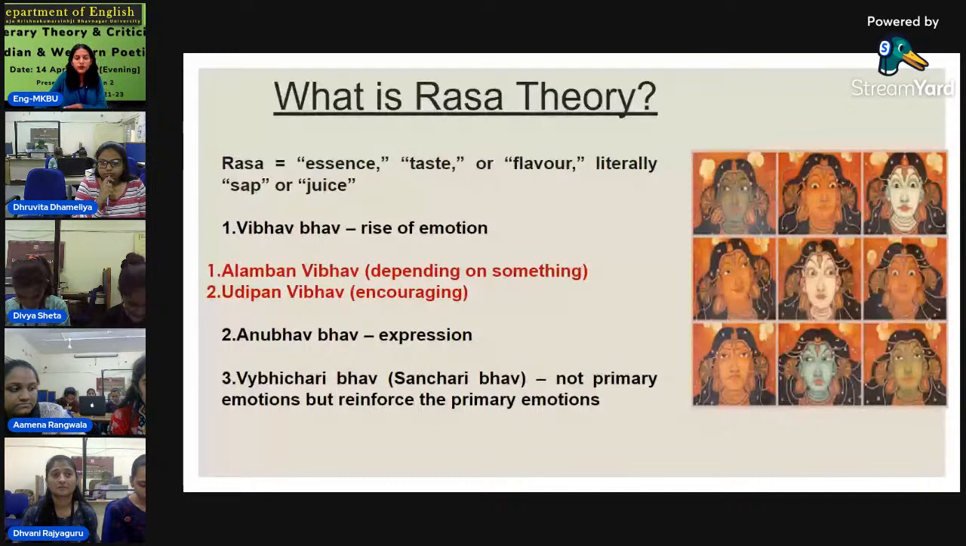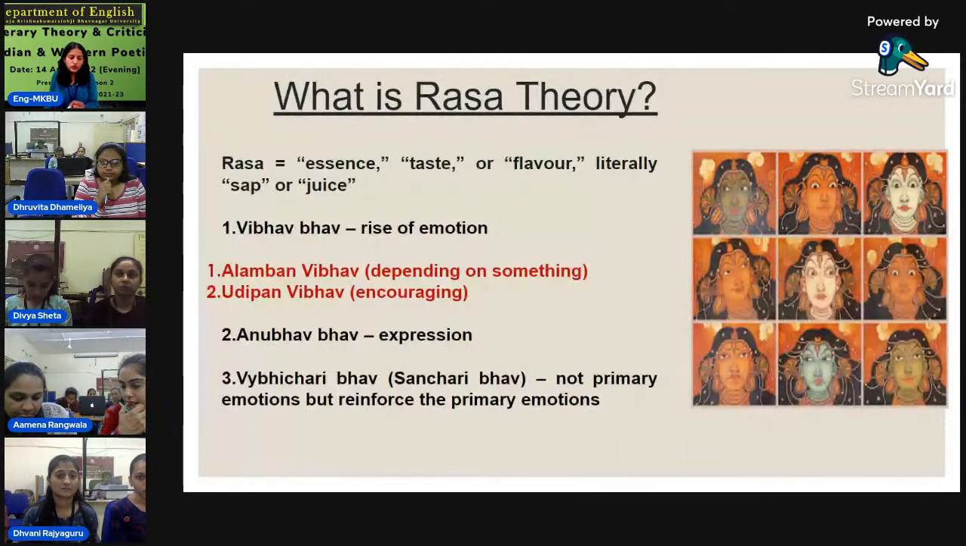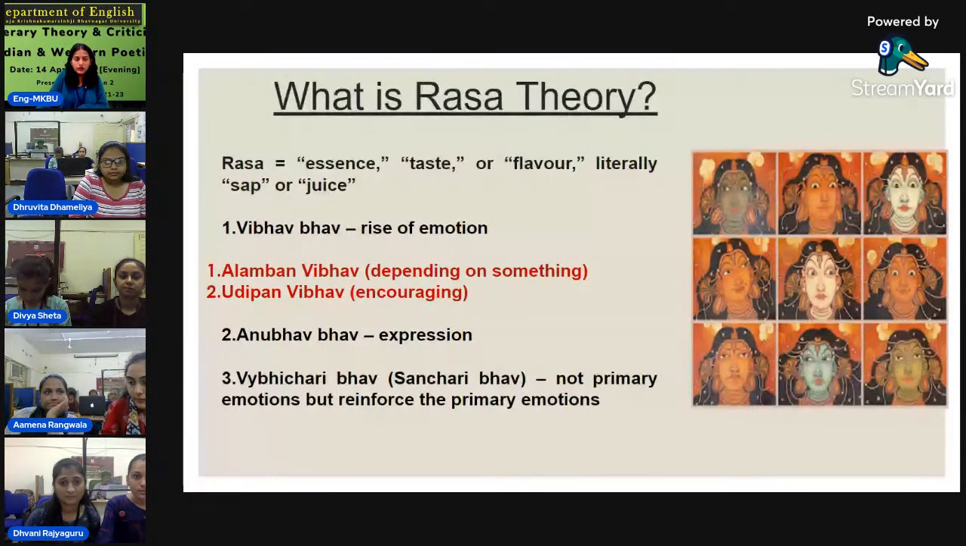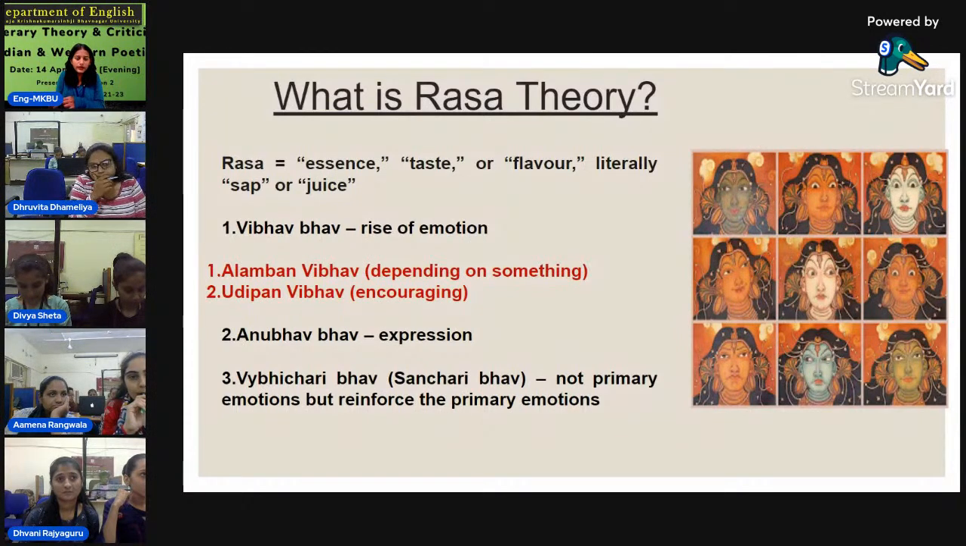So now I am going to deal with the slides on what rasa theory is. Basically, when we hear the word rasa, we get many dictionary glosses like essence, taste, flavor, juice, sap, so many things. And in literature, rasa is based on two kinds of sentiments, rhetorical sentiments and emotional sentiments, which we will deal with later on.